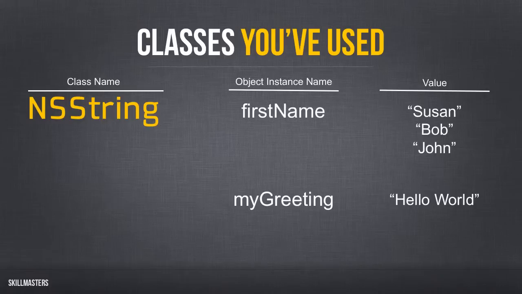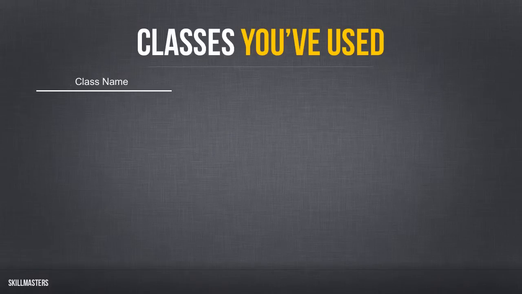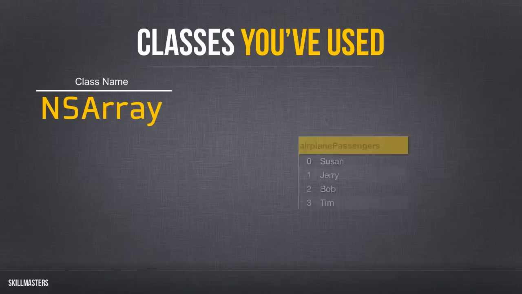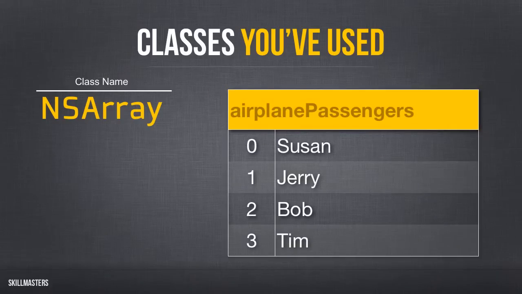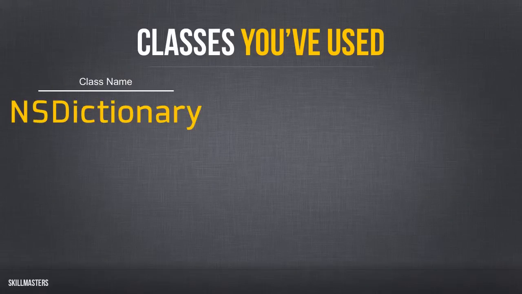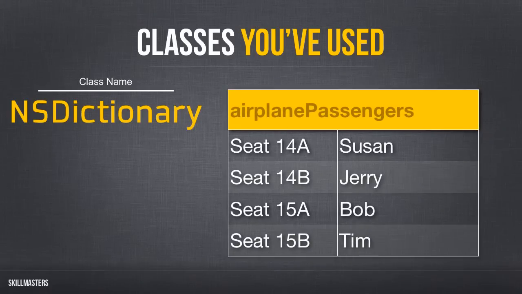You've also used the NSArray class. You used it earlier to create an airplane passengers object that had the names of people on a fictional airplane. Similar to the NSArray class, you used the NSDictionary class to create a similar airplane passenger object. This time, using the helpful ability of dictionaries to store objects by key, such as seat 14A and seat 14B, keys that you can define yourself instead of just using an integer index like the NSArray.